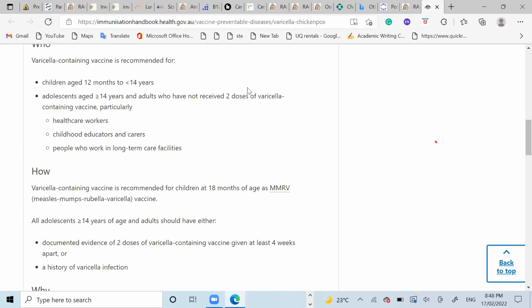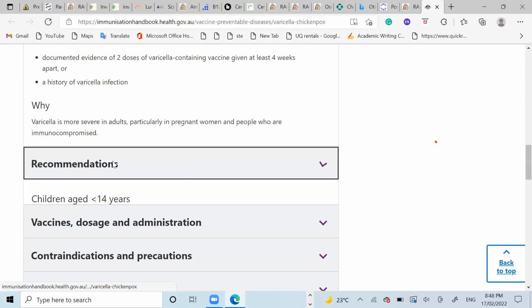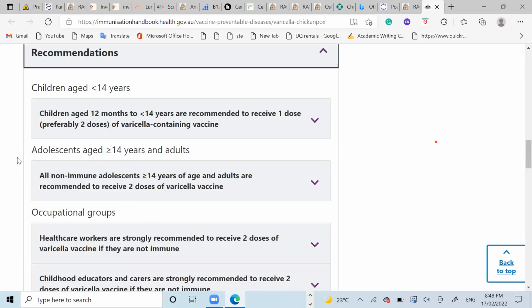So we know that MMRV is given at 18 months in the normal immunization schedule. All right. And if the person is more than 14 years of age, an adolescent or teenager, or adult, but they haven't received 2 vaccinations, you can give them a vaccination as well. What are the recommendations? These are all the recommendations you have. Any scenario that comes into your exam has been made from these scenarios. So if you just memorize these, you will pass the exam questions regarding any question about immunization topics.